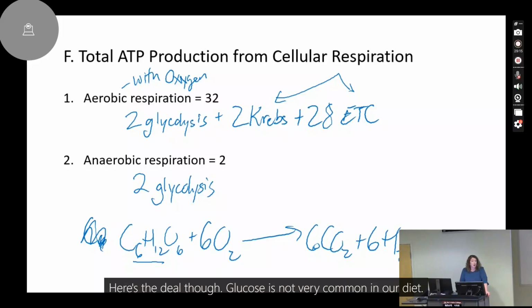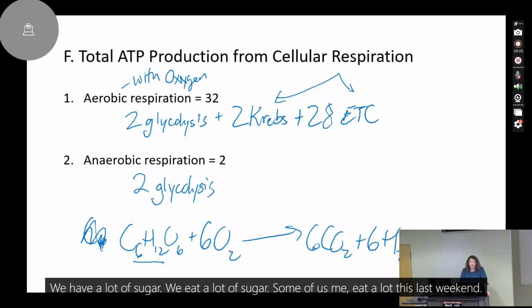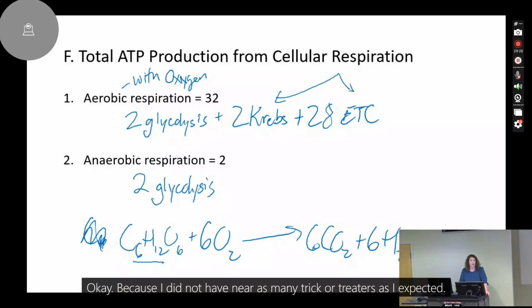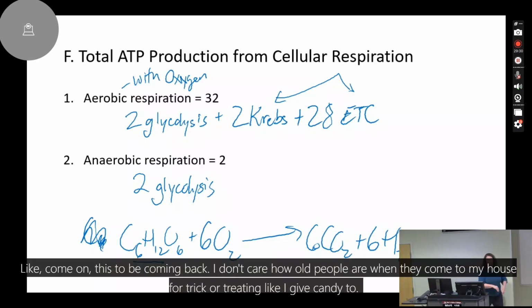Glucose is not very common in our diets. We eat a lot of sugar. Some of us, me, ate a lot this last weekend, because I did not have near as many trick-or-treaters as I expected. Slackers. Come on, you're supposed to be coming back. I don't care how old people are when they come to my house for trick-or-treating. I give parents candy too.